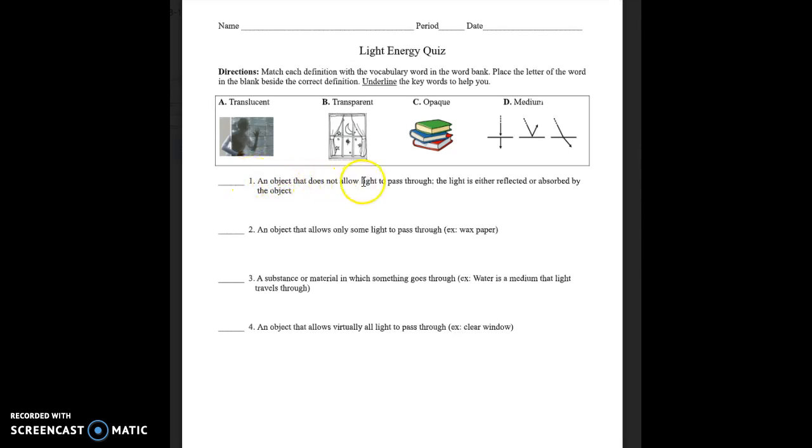Number 1. An object that does not allow light to pass through. The light is either reflected or absorbed by the object. Number 2. An object that allows only some light to pass through. Example, wax paper.